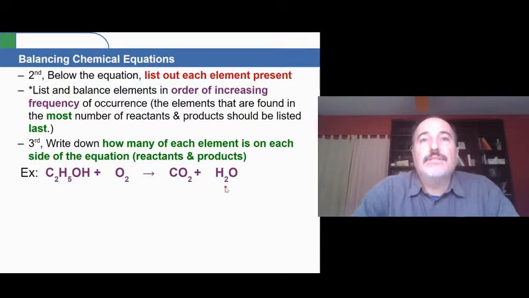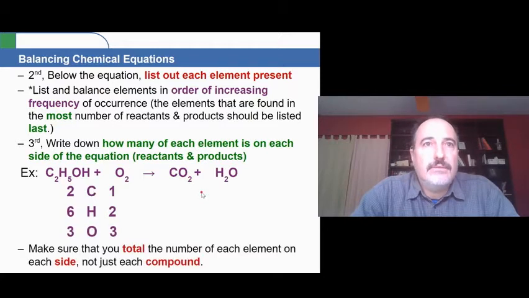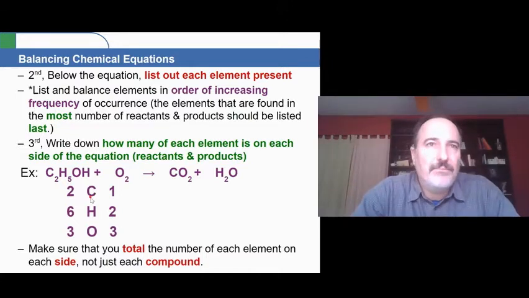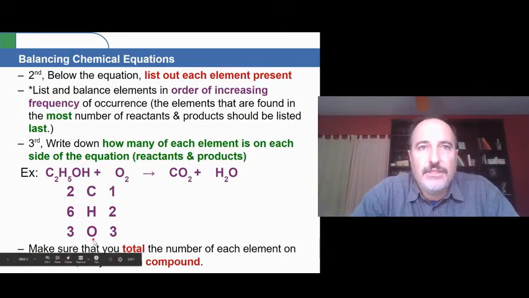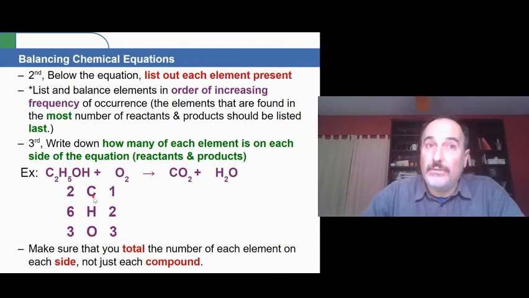All right. So I would list them out like this. Okay. I would go carbon first, and I'm sorry, it's supposed to be underneath the arrow. But the carbon comes first, then hydrogen, then oxygen. And then on each side, as you see, I list how many of them there are on that side total.